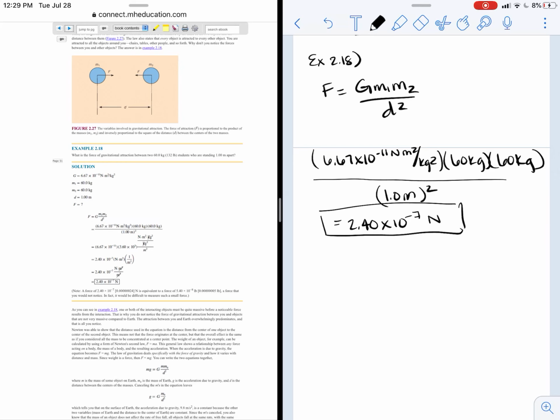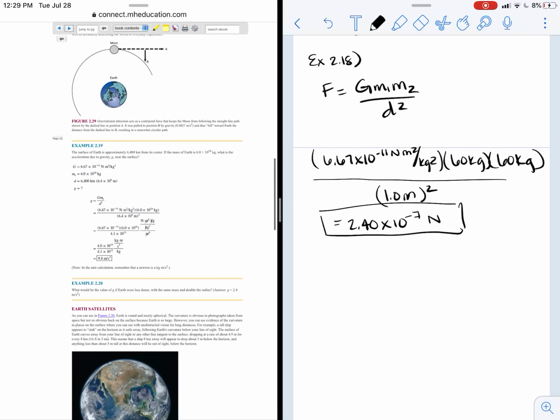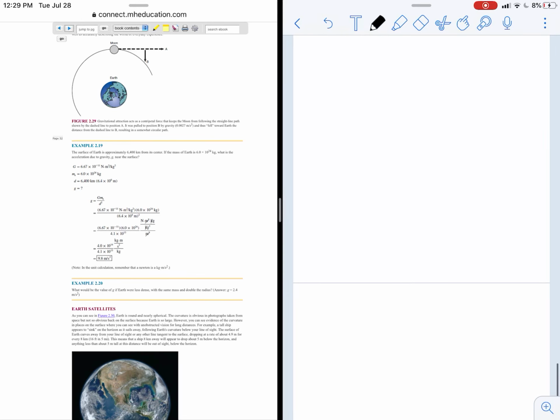Now, I do want to show you example 2.19, because it kind of proves how we find gravity, like the 9.8 number.